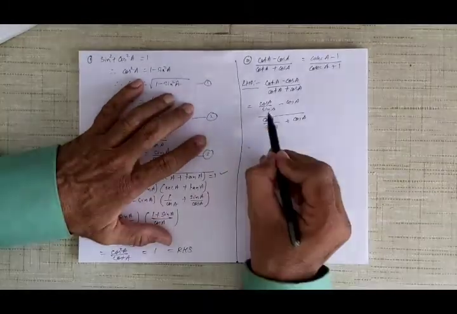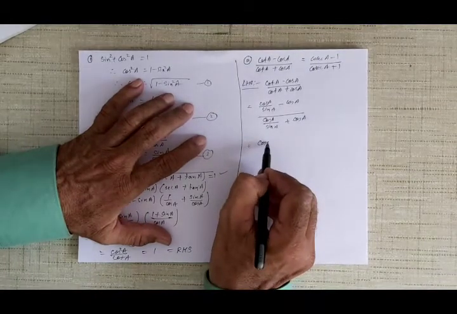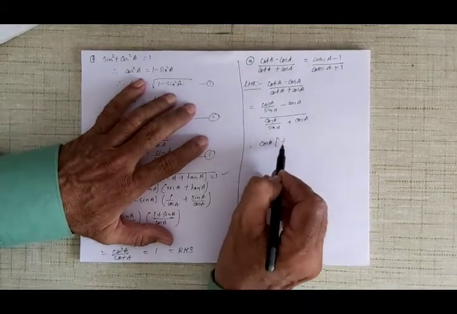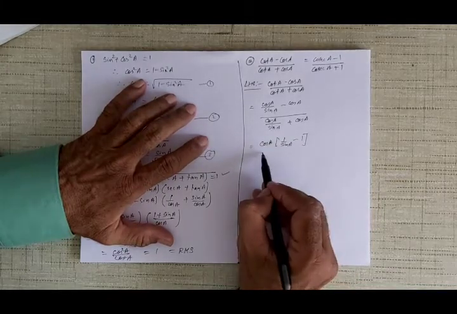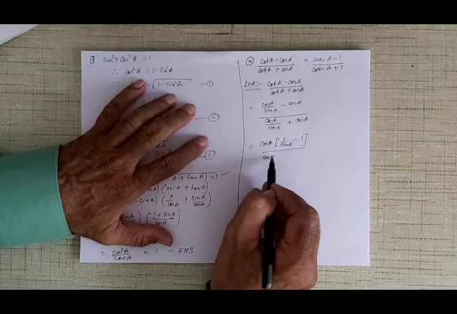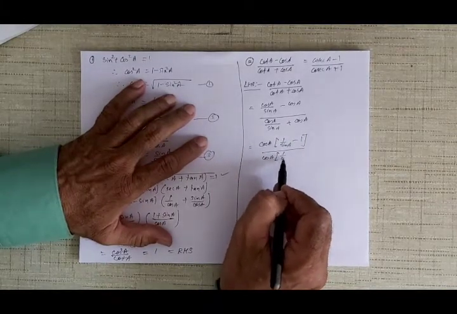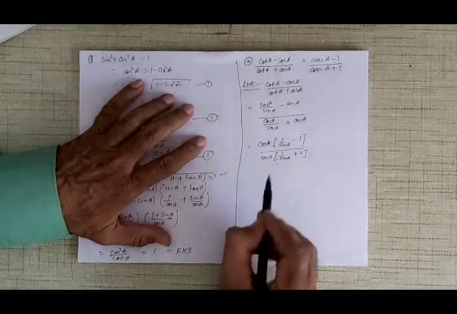Alright. Now here you can see cos A and cos A are common. So I am taking cos A common. So in the bracket I will get 1 upon sin A minus 1. And in the denominator also cos is common. So I take cos A common, and I get 1 upon sin A plus 1. Now this cos will cancel out.